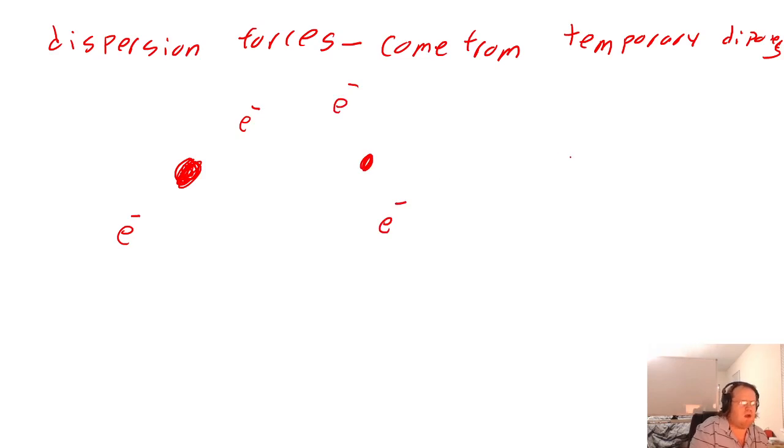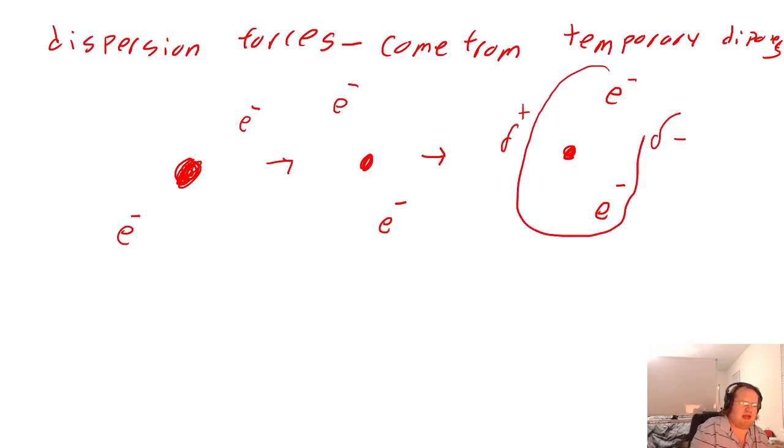That's about neutral. But then just due to random motion, we get one of the electrons over here and one over here. Well, now we have a partial negative charge on this side and a partial positive charge on this side. So let's draw it like that to represent the whole atom. Now this partial negative and positive charge are going to interact with other molecules around it.